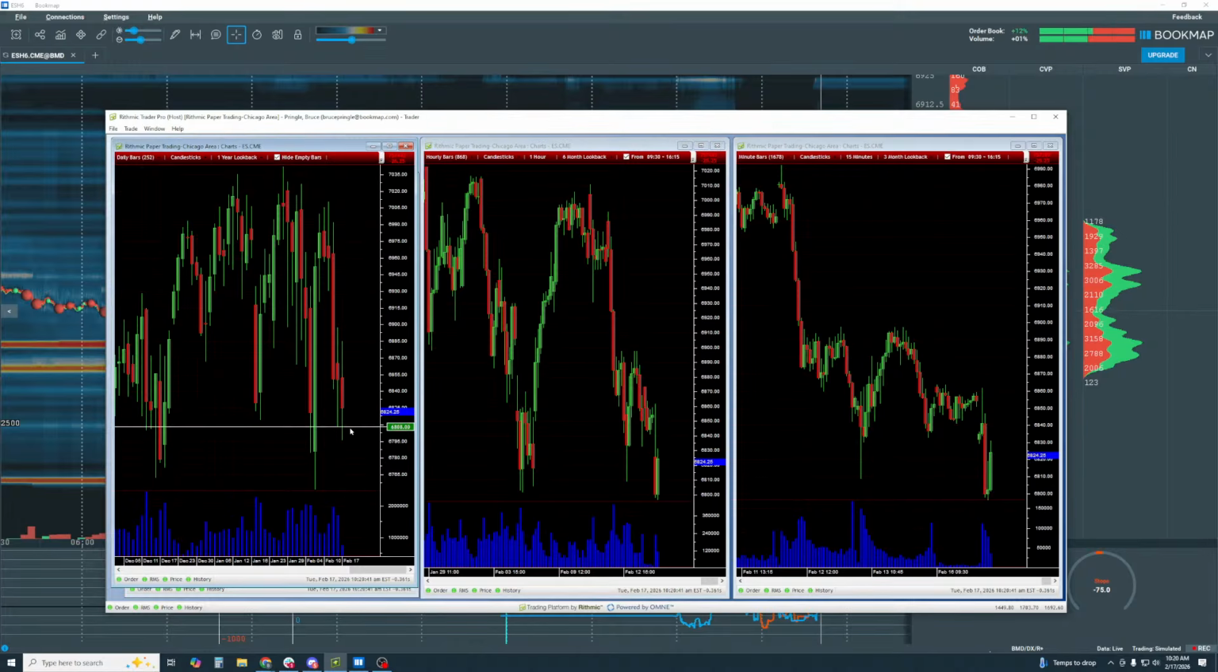Now, we just dipped below the previous day's low down right here around 68.08. We spiked below it and we came back up. Okay, we see some buyers coming in. All right, that's good. You know, we'll see where that leads to.